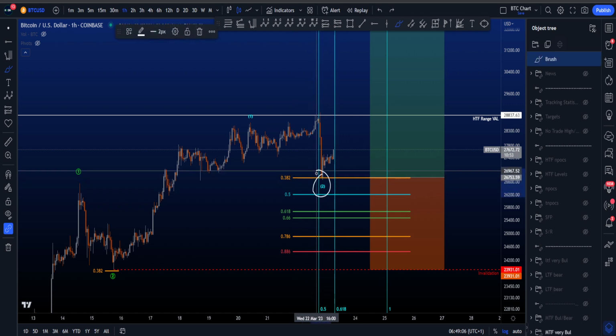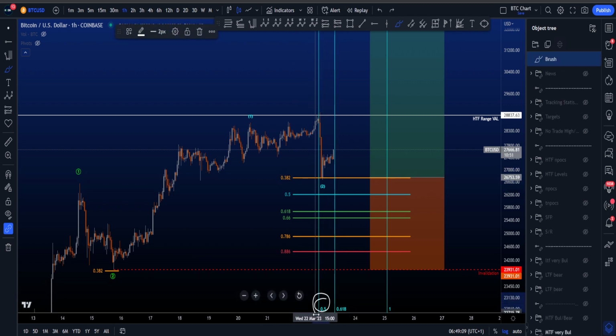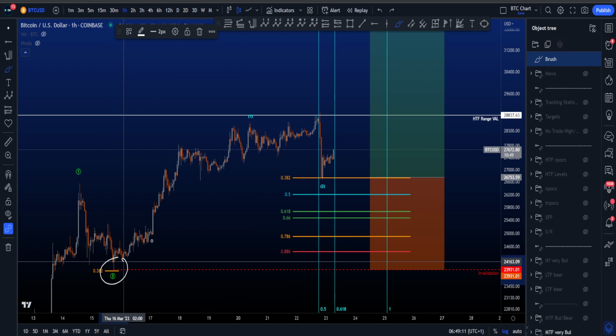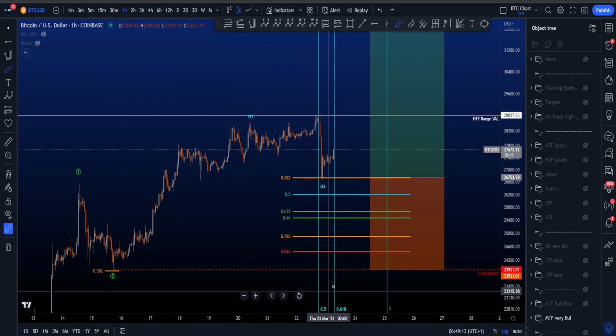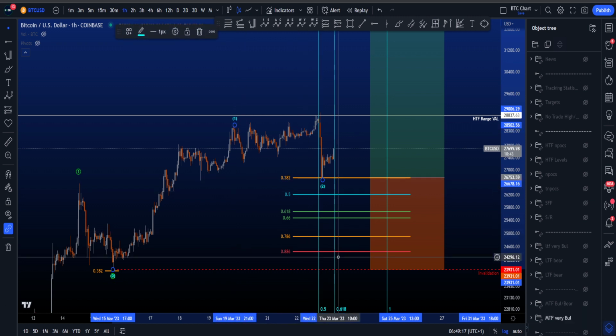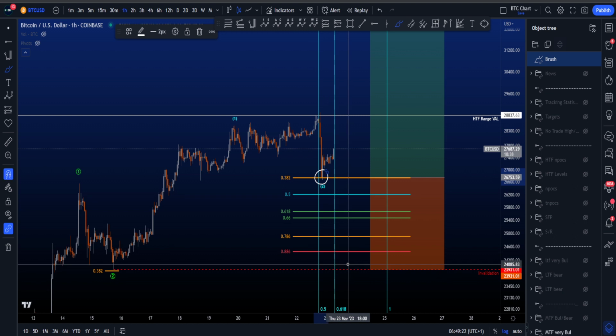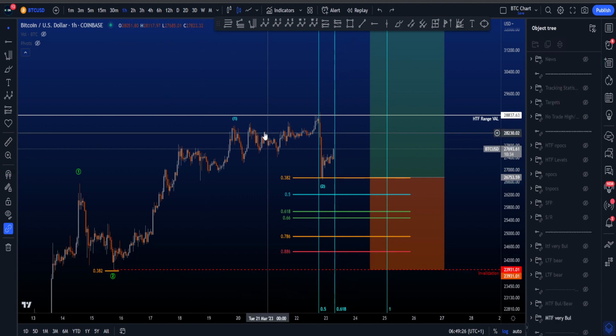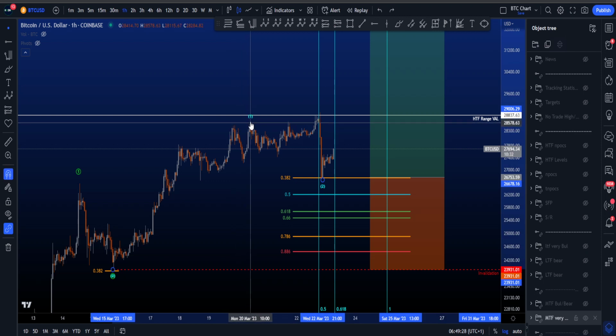The wave 2 in this scenario went past the 0.5 fib time, taken from the low of 2 to the high of 1. And if you move, for example, wave 1 a little bit to the left, then the fib times will move a little bit to the left as well. And then the low of this potential wave 2 is actually around the 0.618, which is fine as well in this scenario. So wave 2 in this scenario is valid.